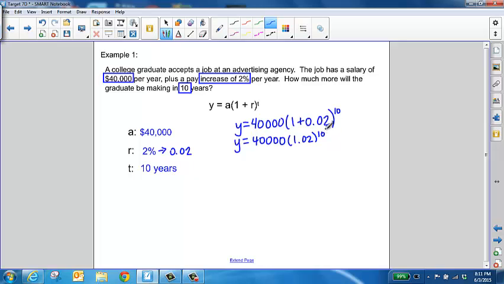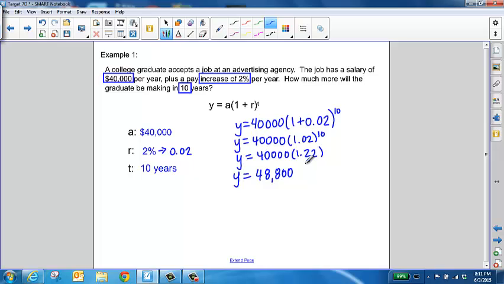Then our next step is going to be to evaluate that exponent. So 1.02 to the 10th. If we round this, we end up with 1.22. And then our last piece of this is going to be our multiplication, where we take that 40,000 and multiply it by 1.22. And we end up with 48,800.